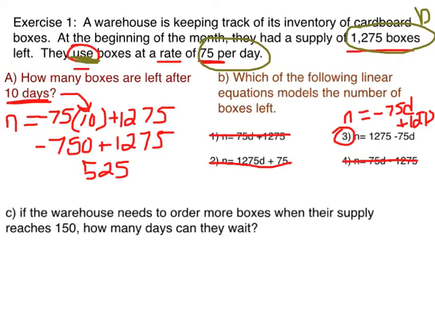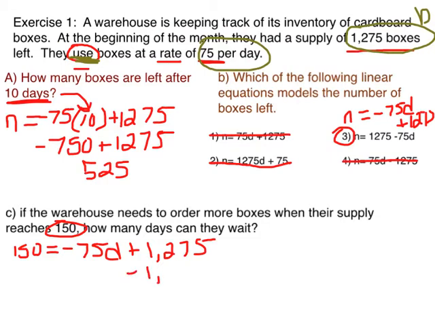C. If the warehouse needs to order more boxes when their supply reaches 150, how many days can they wait? Well, my 150 is not going to be my days. I want to know on what day I need to order more boxes. So my 150 is going to go in for my N. It's going to be 150 equals negative 75N, or D, plus my 1,275. And I'm basically going to just go ahead and continue to solve for that.